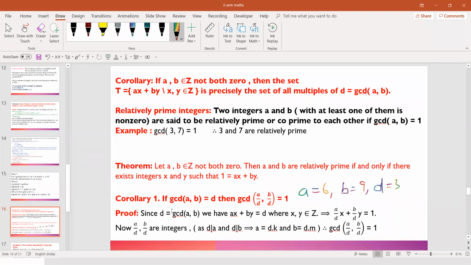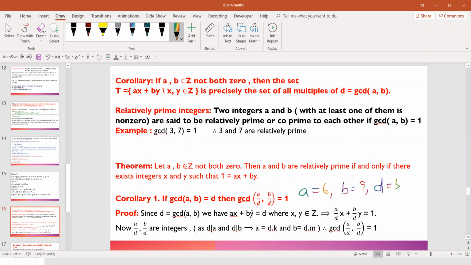Okay. So if GCD of A comma B is D, then GCD of A by D and B by D is 1. This is a very, very important result. We will use it later, after covering some portion, I'm going to use the same result. So don't forget this result. If GCD of A and B equal to D, then GCD of A by D and B by D is 1 always. So they are relatively prime.